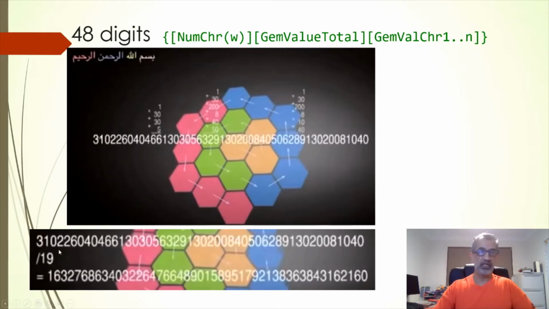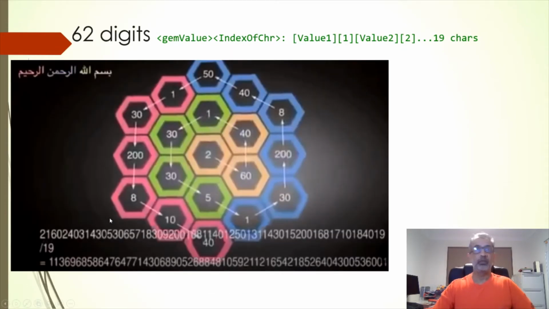And when you divide that sequence by 19, it's showing that you get a whole number. Now this is going to be very difficult to divide on a calculator. 48 digits, that's huge, right? Now, to make things even more complex, he's gone one level more and come up with a 62-digit number. Now again, this one is a little bit interesting in the sense that it's the geometrical value and the index of each character. So for example, if we start with Bismillah, the ba has a geometrical value of 2. And then he puts the index, which is 1.